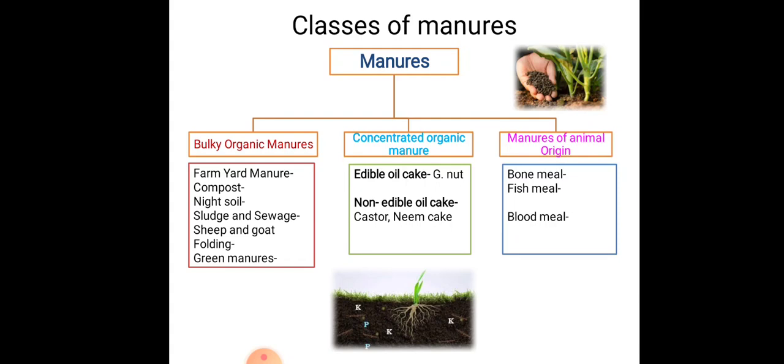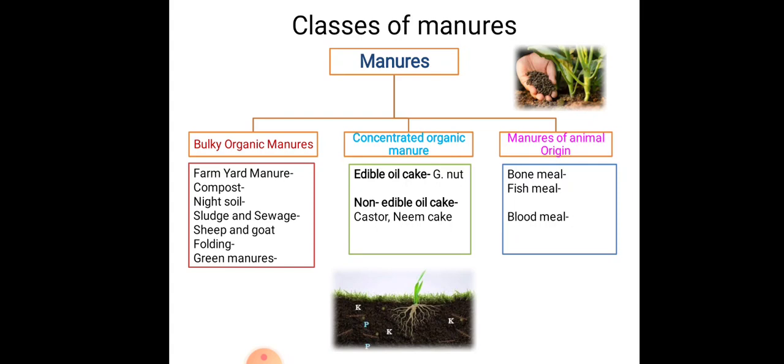So these are the different sources or different types of organic manures. The next classification is concentrated organic manure. The important point is the difference between bulky and concentrated organic manure. In bulky manure the quantity is large, but the supply of essential nutrients is less.